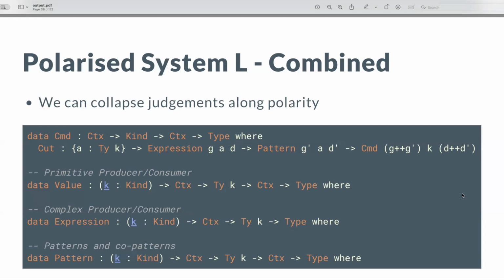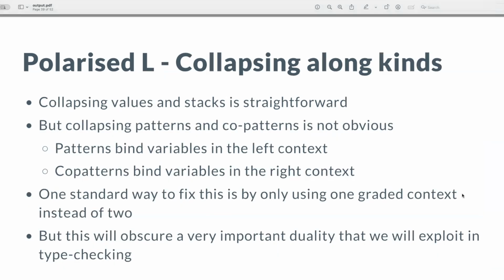And to make this work, if you know System L, you might notice that I had to do a clever trick, because collapsing values and stacks is straightforward because they don't have binding forms. So they are literally syntactically identical. But collapsing patterns and co-patterns is less obvious, because patterns bind a variable in the left context and co-patterns bind a variable in the right context. So to smoosh them into one judgment, I had to flip the context a bit. So this is different than the standard way.